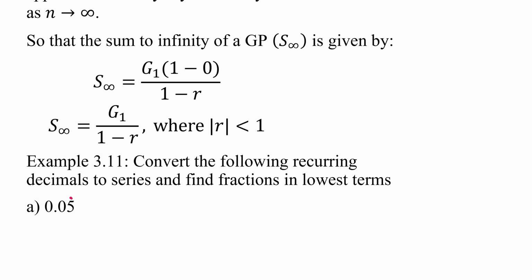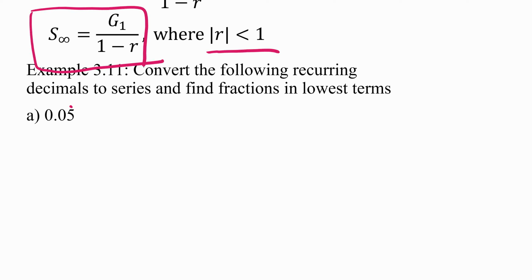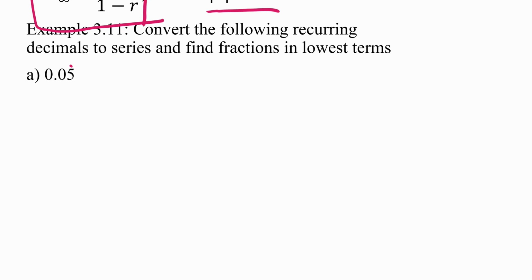So the general formula we are going to use is g1 over 1 minus r, but we know that the absolute value of r is always less than 1. We're going to do 3 examples. Convert the following recurring decimals to series and find the fractions in lowest terms.